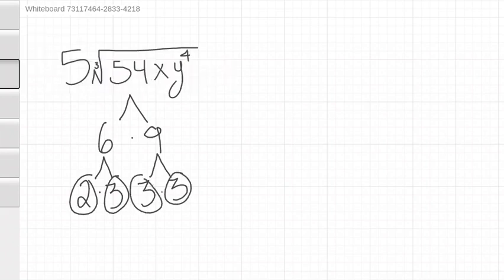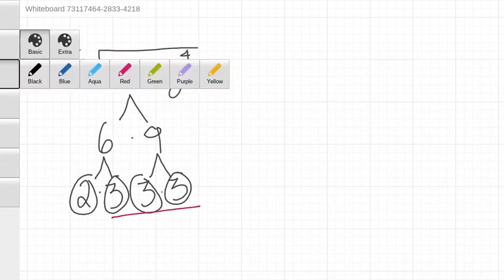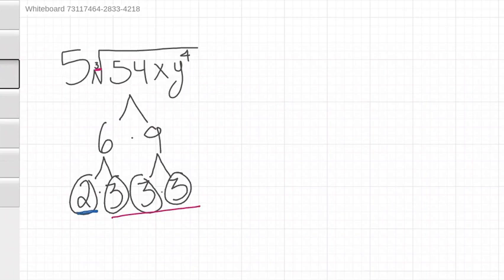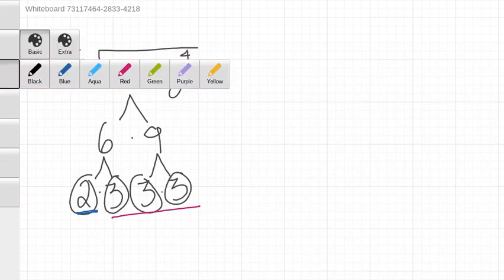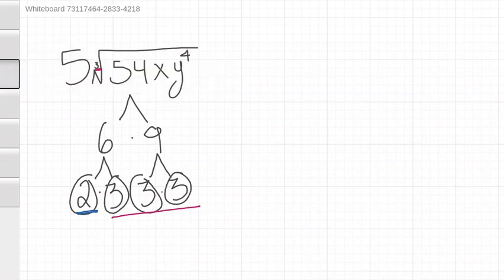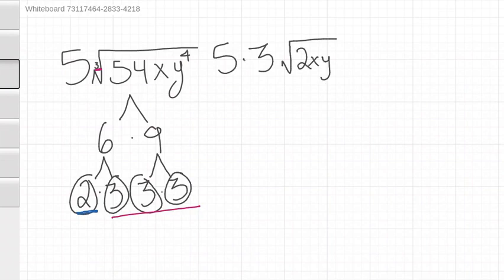Let's look at our index before we do any grouping. Our index is 3, so we need to find the same value 3 times. We see that the same value 3 times is 3. So we'll group 3 together and leave 2 alone, since there's only 1. So now it would be 5 times 3 times the cube root of 2xy to the 4th. Don't forget the cube root.